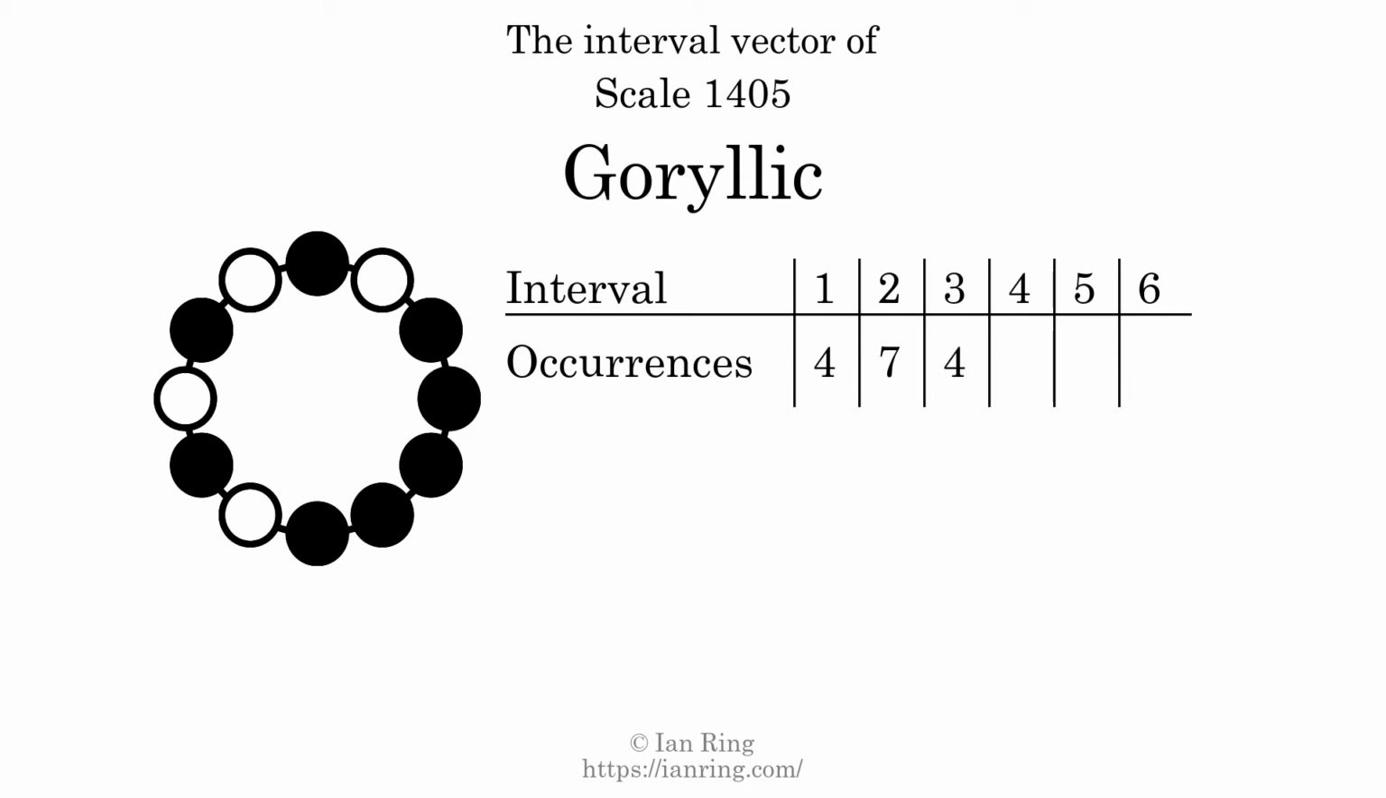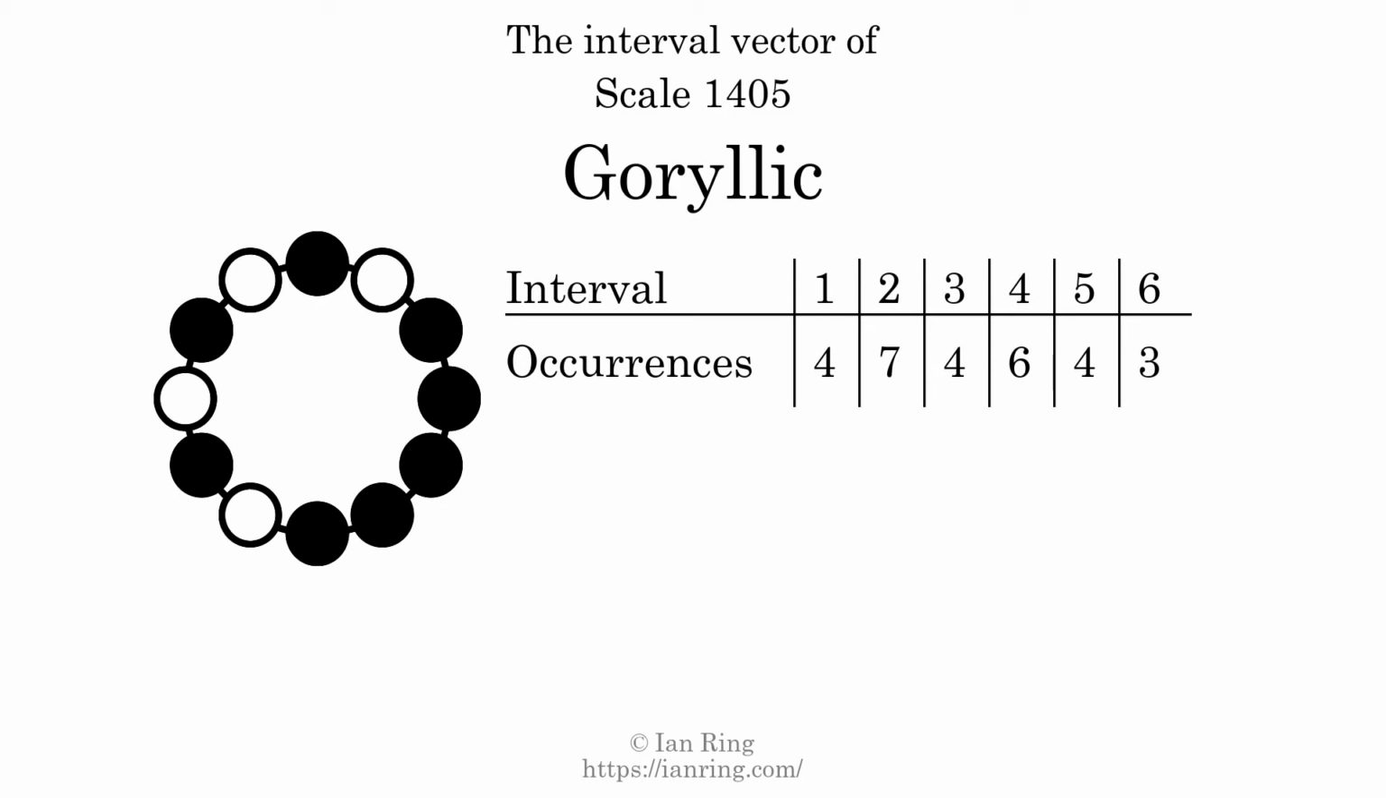There are 4 intervals with the size of 3 semitones. They are here, here, here, and here. There are 6 intervals with the size of 4 semitones. They are here, here, here, here, here, and here. There are 4 intervals with the size of 5 semitones. They are here, here, here, and here.